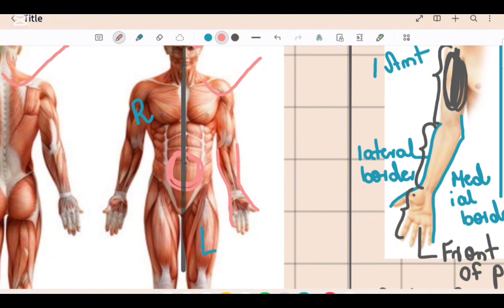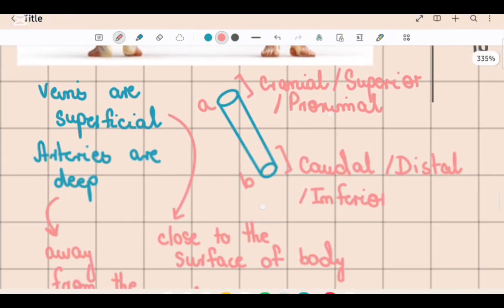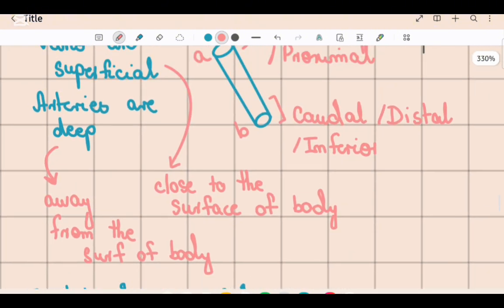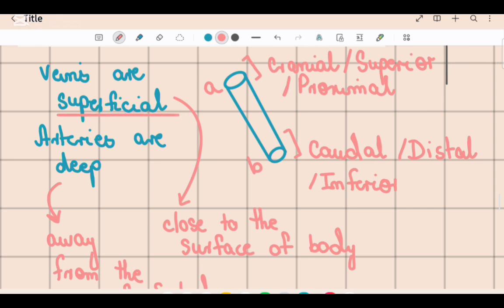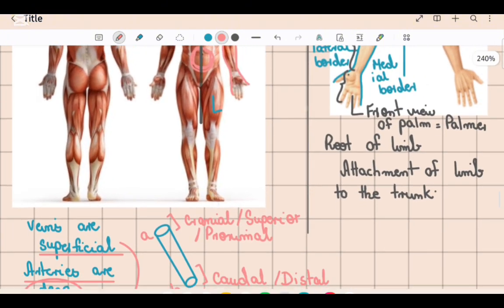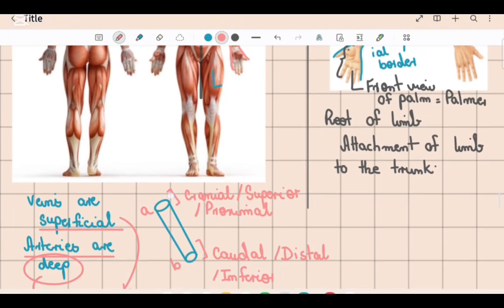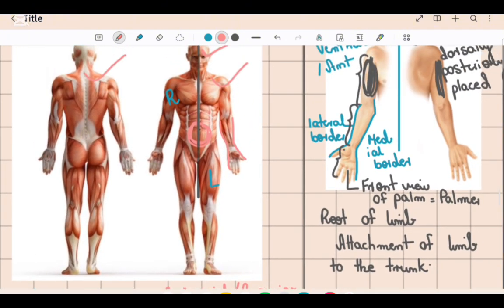Okay, superficial: anything which is close to the surface of the body, that is your veins, are basically superficially placed, and anything which is away from the surface of the body, that is the arteries, is called deep structures.